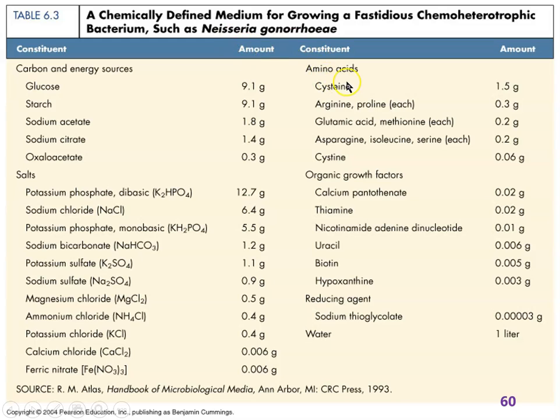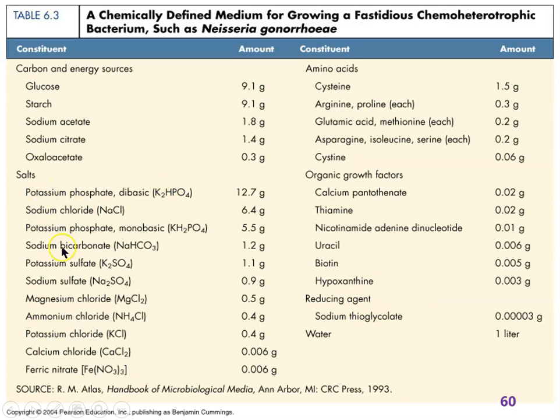So Neisseria gonorrhea has its own list of essential amino acids that it has to get from its diet because it can't make these from its own carbon. It also can't make these vitamins or nucleotides. It has to get them from the growth media, wherever it is. It actually needs a reducing agent, sodium thioglycolate. You saw that earlier in the lecture. It reacts with oxygen to lower the oxygen concentration.